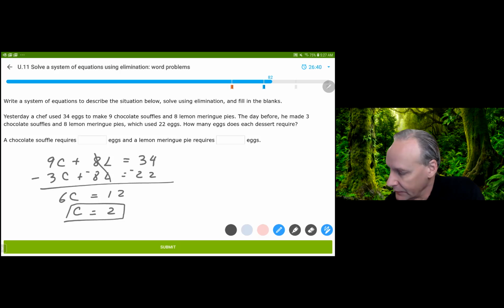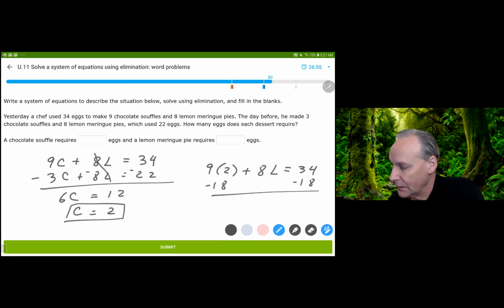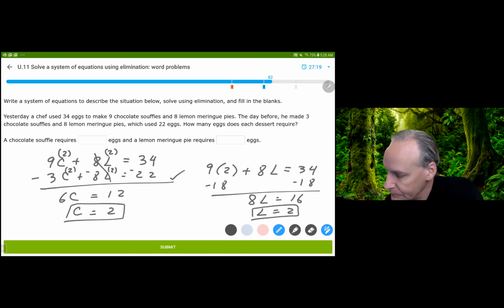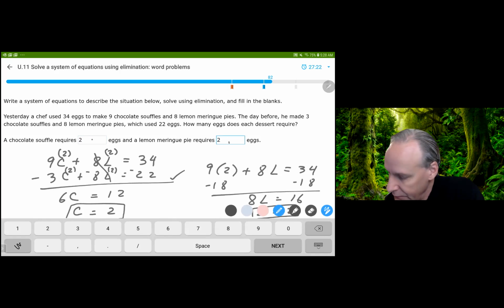And the lemon meringue, we're going to take 9 times 2 plus 8 times L. The reason I didn't do the bottom one is because it had the negatives all over it. Didn't want to mess with them. And we have to subtract 18 from both sides. And we get 8L is equal to 34 minus 18, which is 16, isn't it? And L is also equal to 2. Interesting. Let's see if that works. 18 plus 16 is 34. And 6 and 16 makes 22. Yep. 2 and 2. Not so bad.